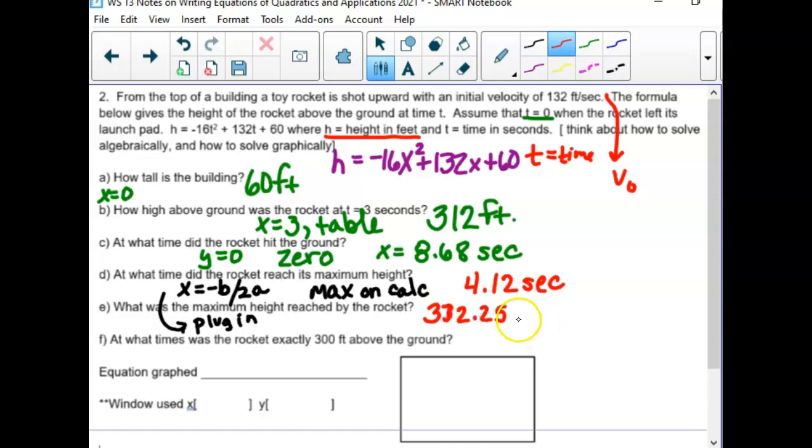Okay. And that was feet. Thank you. Okay, this is the weird one, and I don't think I put this on the quiz this time. At what time was the rocket exactly 300 feet above the ground? You could look at the table, and it might hit exactly 300. I'm guessing not so much.